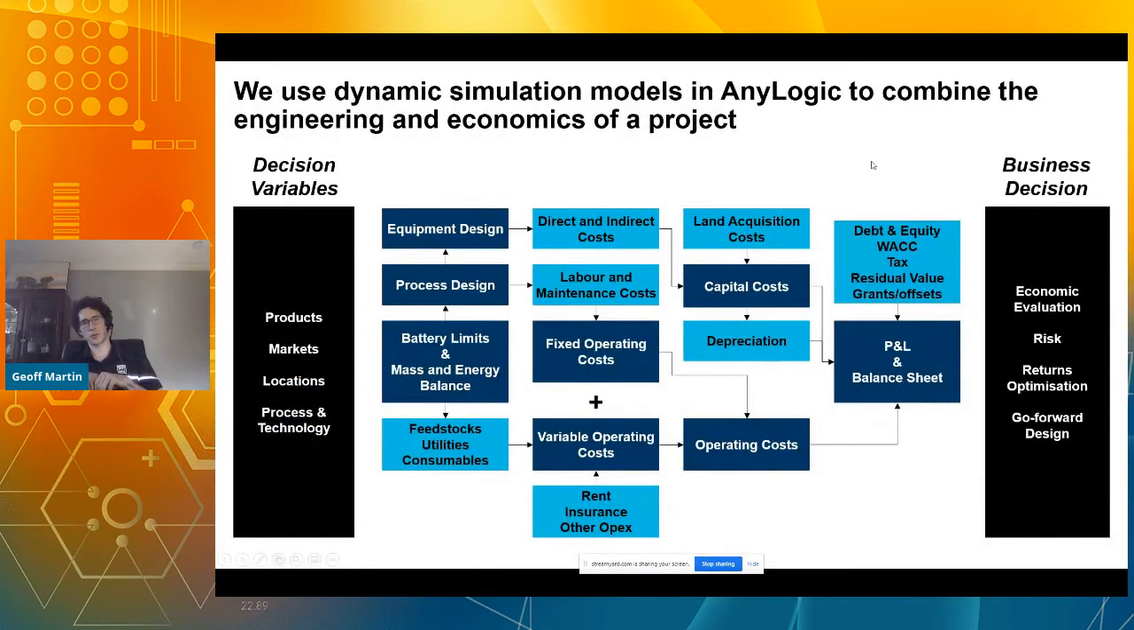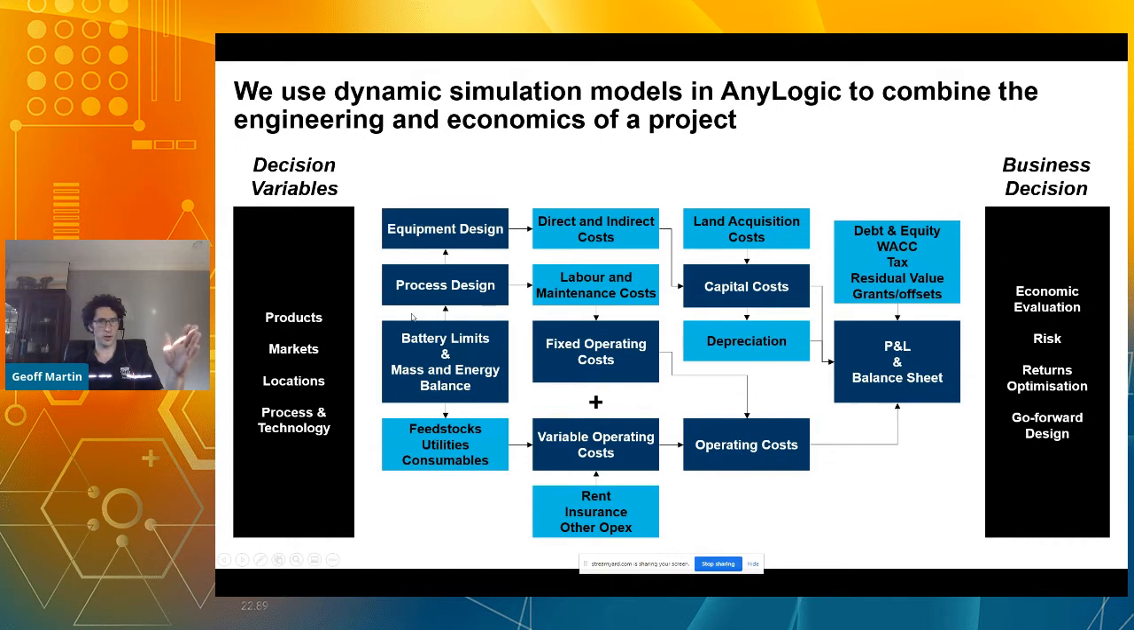So what exactly was the scope of the modeling? You've got your key decision variables on the left. What are the products we're making? What are the markets we're selling to? What locations are we based in? That'll change all your input costs. What are the processes we use? That's where you really need the engineers. What technology are we using?